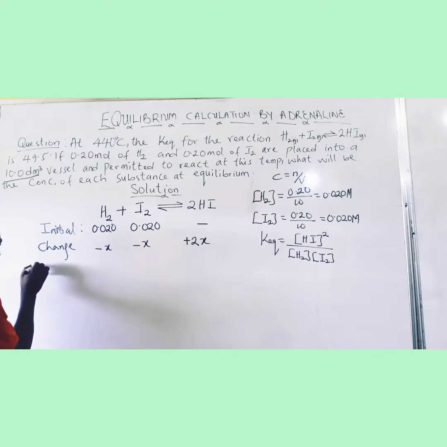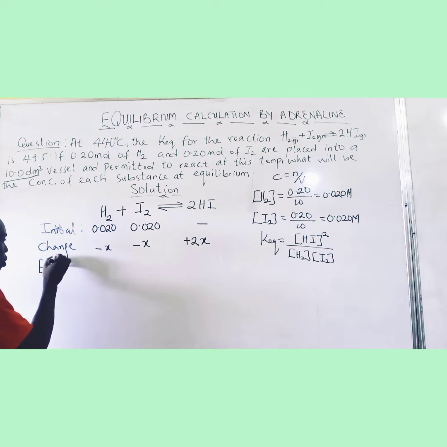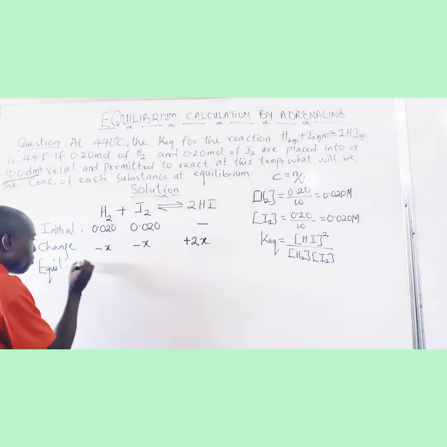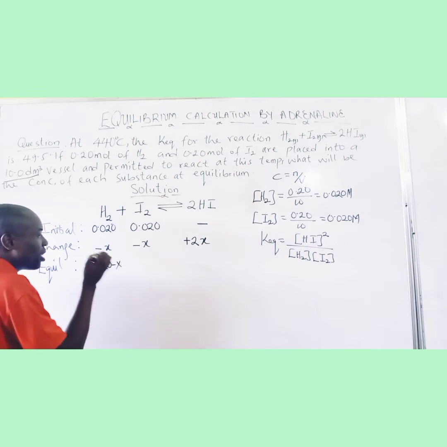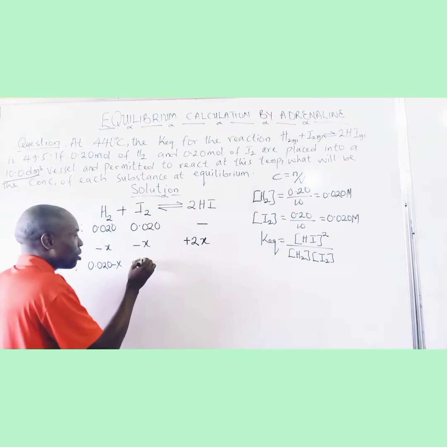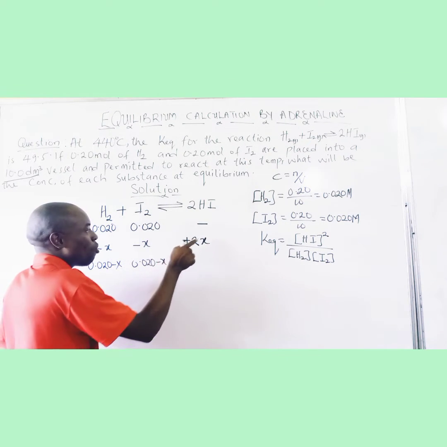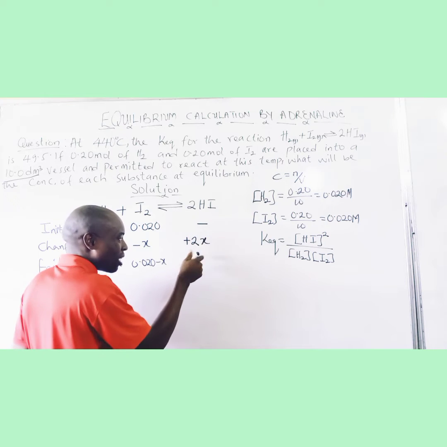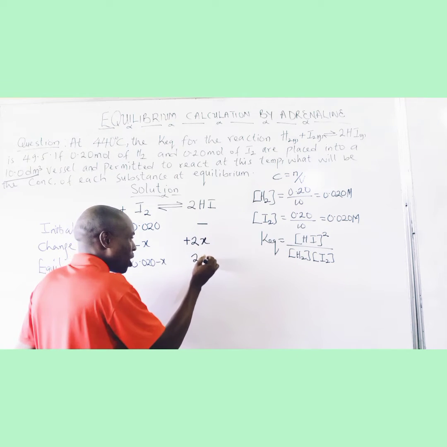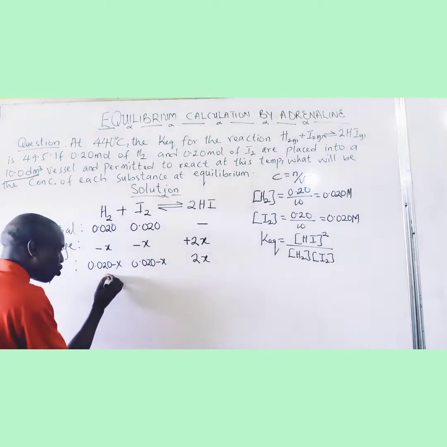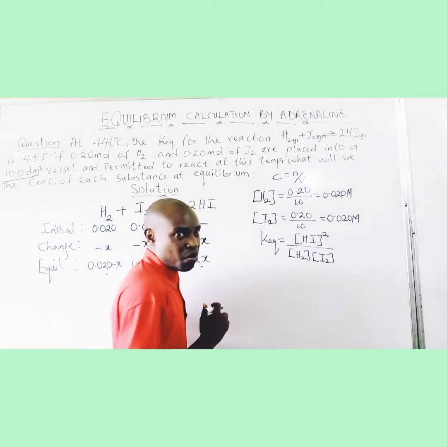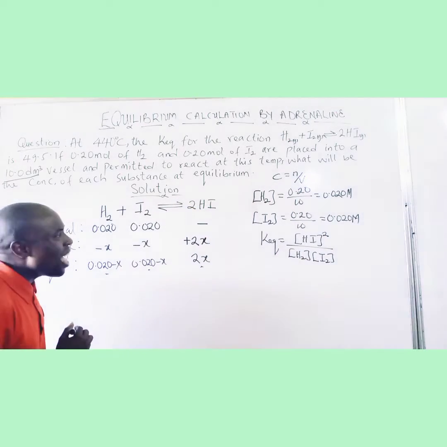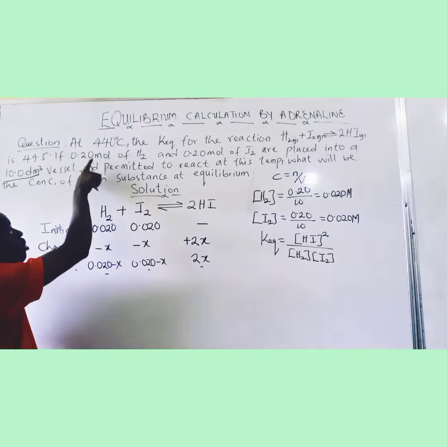Then we now move to the equilibrium, which is E now. You see, that is how it is. So at equilibrium now, together they become 0.02 minus x, and the other is still 0.02 minus x. Here, because there's nothing initially, it comes down and becomes 2x. This is what I am interested in, or this is what I'll be plugging into this. Is that clear now? Now, we were given our Keq from the question to be what now?